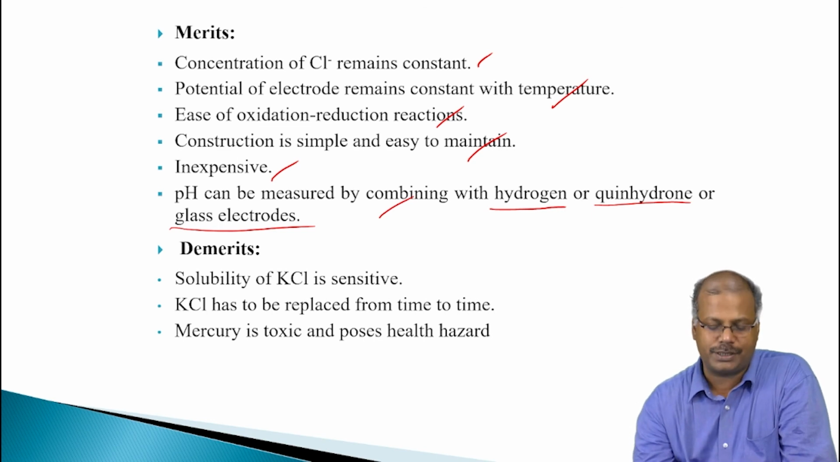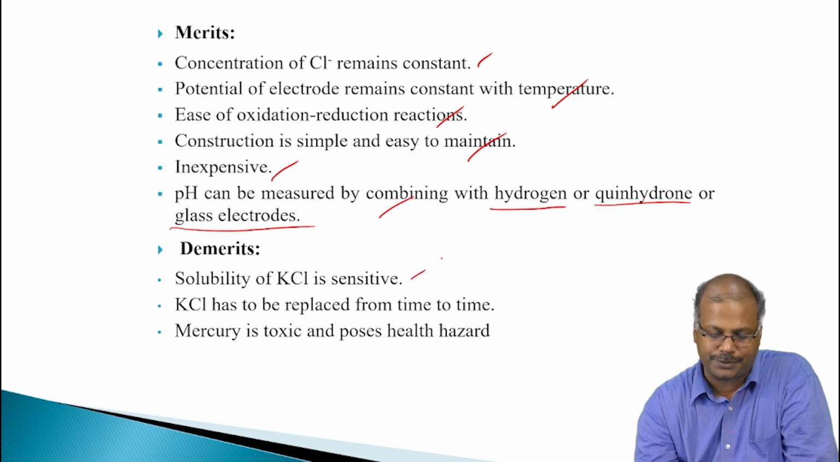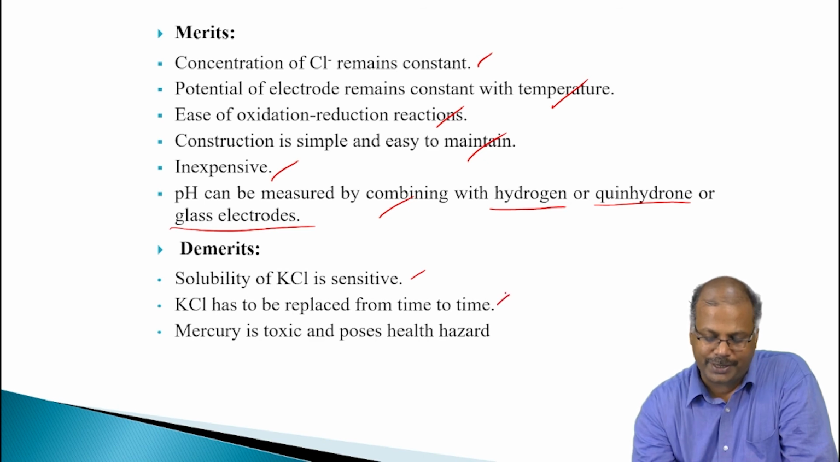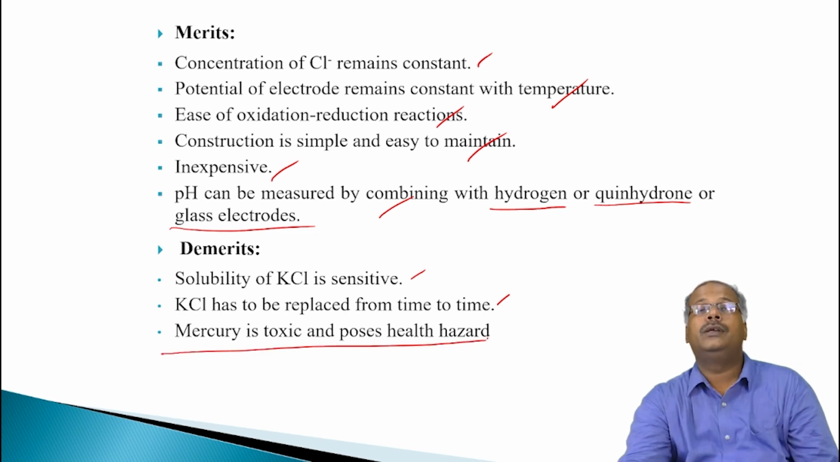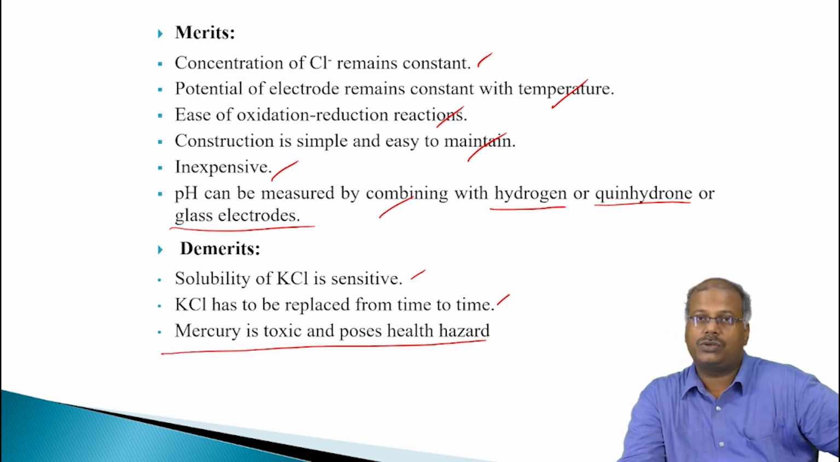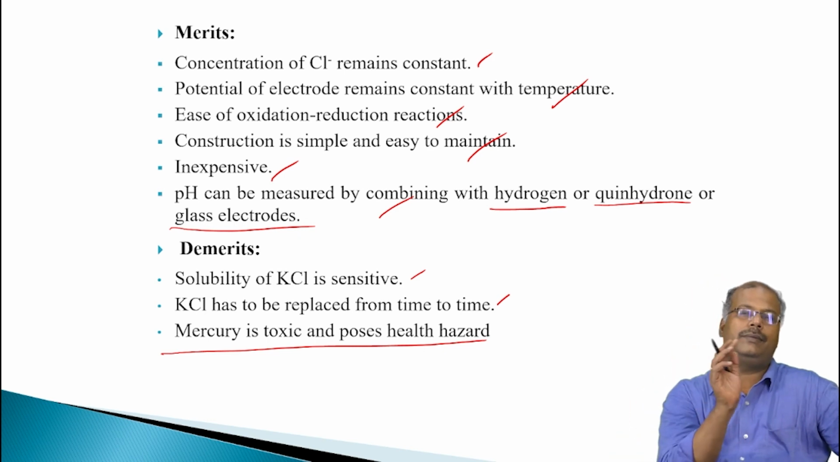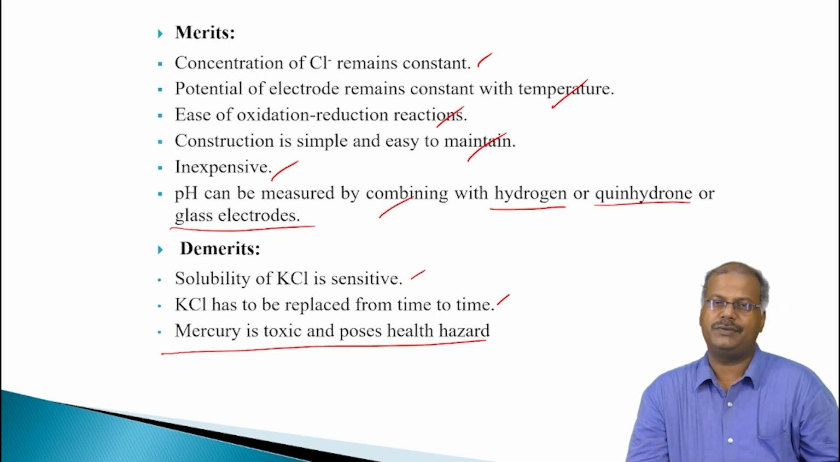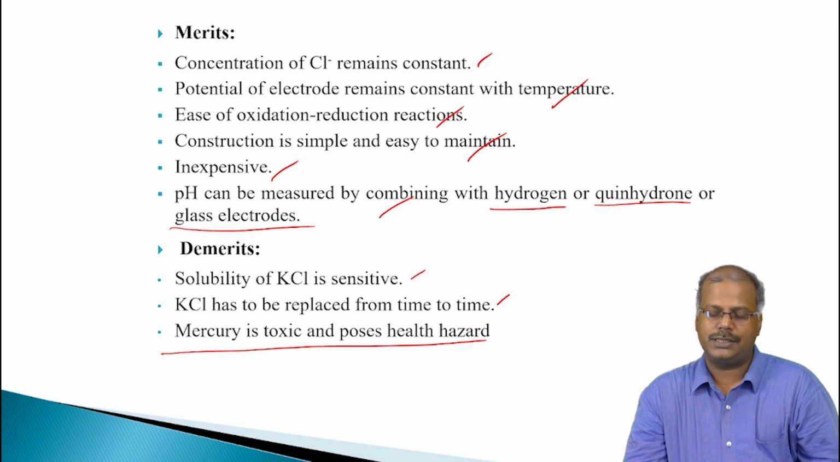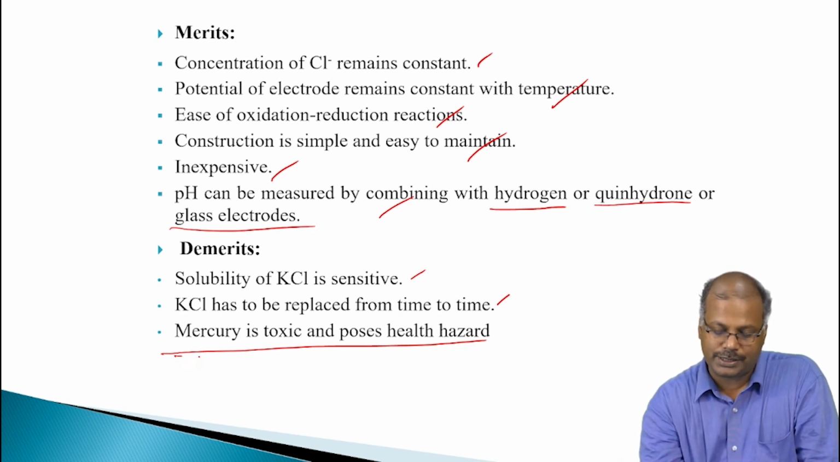Demerits. What is the demerit? Solubility of KCl is sensitive. KCl has to be replaced from time to time. Mercury is toxic. We all know mercury is a toxic heavy metal and it possesses health hazard. So in many places wherever environmentally toxic substances are there, it has to be replaced with a greener, that is, less toxic thing. So mercury in this case is toxic.